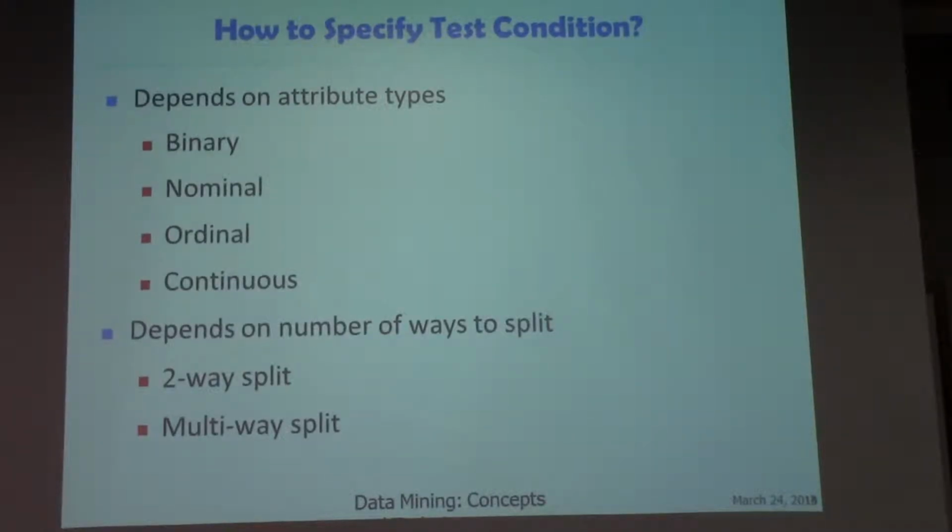This one shows the different types of attributes first. As we have seen at the beginning of this class, we have seen the different types of data. Binary data, yes, it's good. And nominal data, ordinal data, but continuous data is getting harder. And also, how can we split it to the child nodes? It's a two-way split, but not always. Sometimes three-way and multi-way.